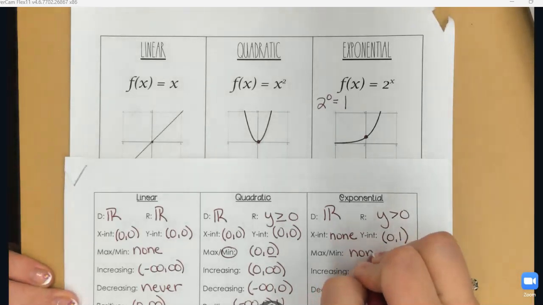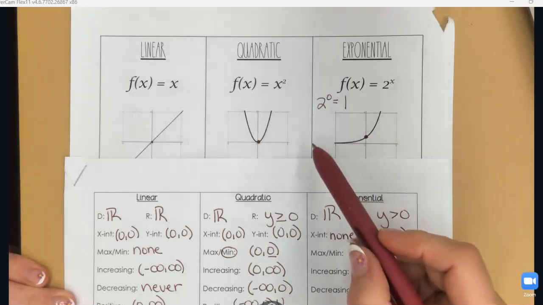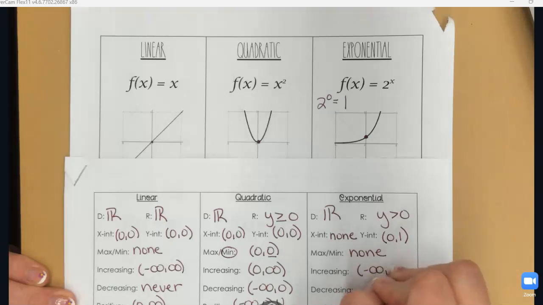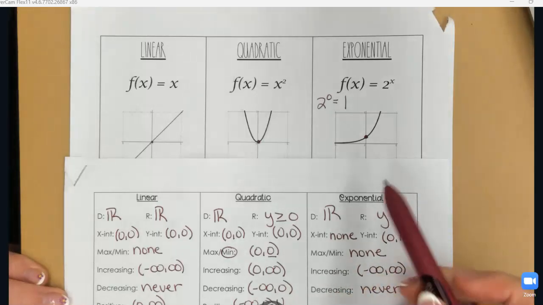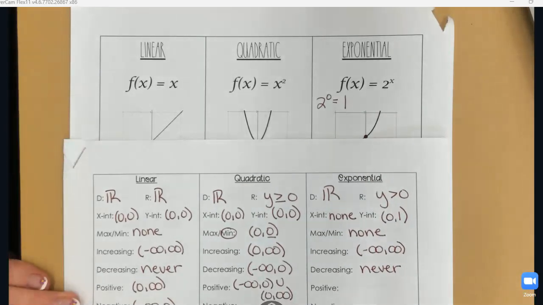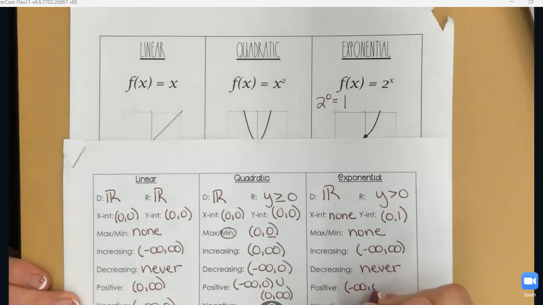This one does not have a maximum or a minimum. We are also walking uphill the entire time from negative infinity to positive infinity. It does not ever switch to decreasing. And it is also positive everywhere. It never crosses the x-axis and it never becomes negative.